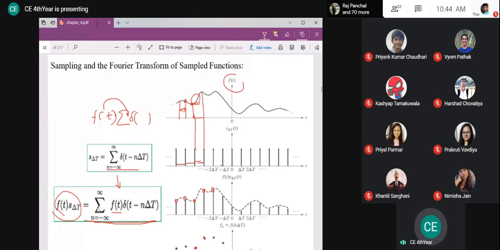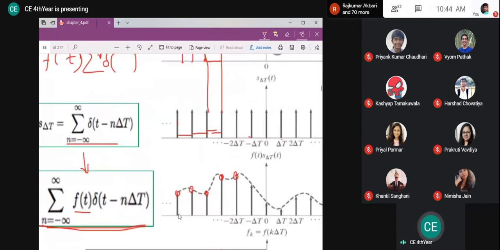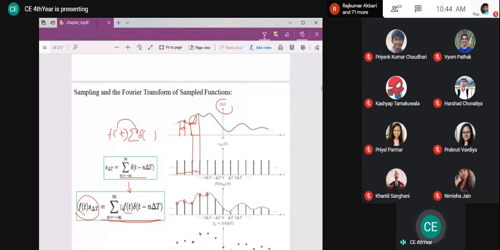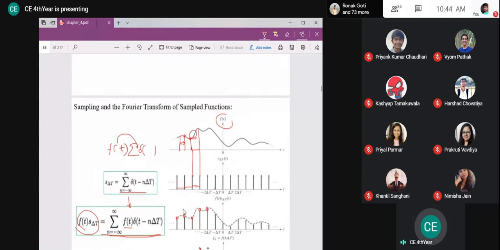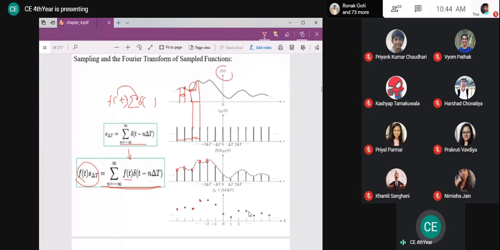So what exactly is it? It is the function multiplied with an impulse, integrated here. It is not integration because it is a discrete domain, not a continuous domain, but you can consider it like integration. It is a summation because it is a discrete domain, right? So integrating from minus infinity to plus infinity results in the function where the impulse exists. Here impulses exist at all n delta t. I hope it makes sense to you.